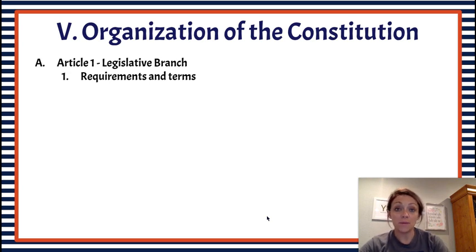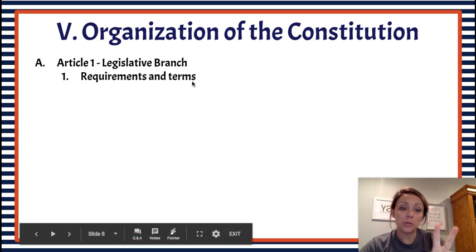So requirements to be a senator or a representative. If you'd like to serve in the House of Representatives, you have to be at least 25 years old. You have to have been a resident of the district that you're going to represent, and you have to have been a citizen for at least 7 years prior to being elected, okay? So you don't have to be a natural-born citizen in order to serve in the House of Representatives. Representatives also serve 2-year terms.